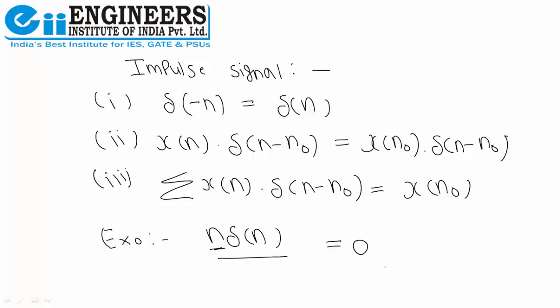The same question we have discussed in the continuous time signal, t into delta(t). So it is absolutely the same. No need to take more examples, because it is the same as the continuous time signal. You just need to put n in place of t. So these are the properties of the impulse signal.